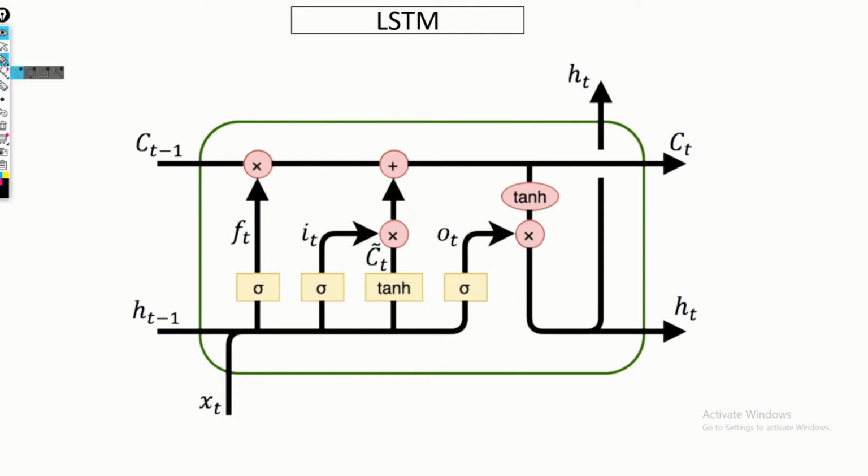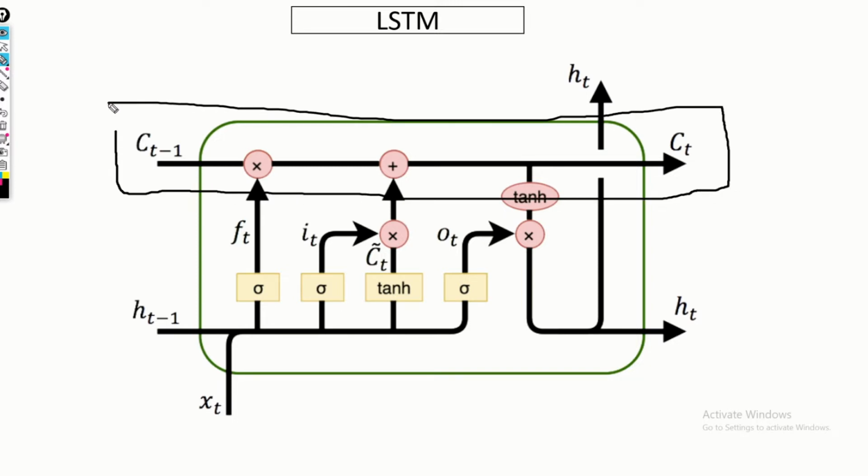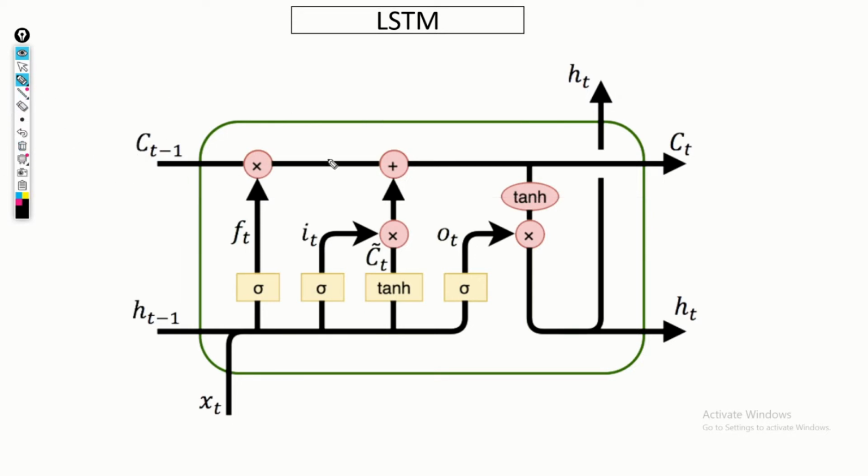So if you want to understand LSTM, this particular line is basically the cell state, or you can say the memory cell. The name sounds difficult, but it is quite easy. Just be with me, I will make you understand. So this is basically the cell state.